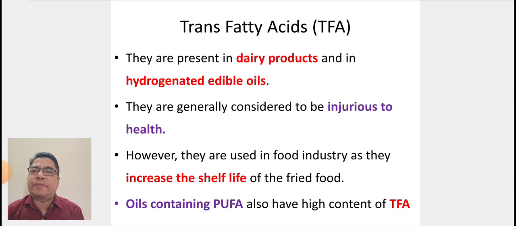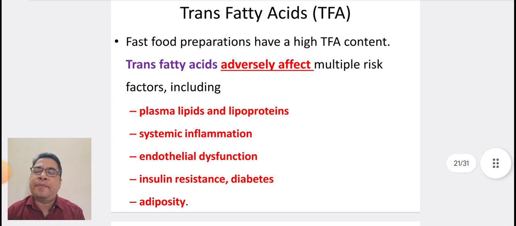Coming to trans fatty acids, that is TFA, they are present in dairy products and in hydrogenated edible oils. They are generally considered to be injurious to health. However, they are used in the food industry as they increase the shelf life of fried food. Oils containing PUFA also have a high content of TFA. Fast food preparations have a high TFA content.